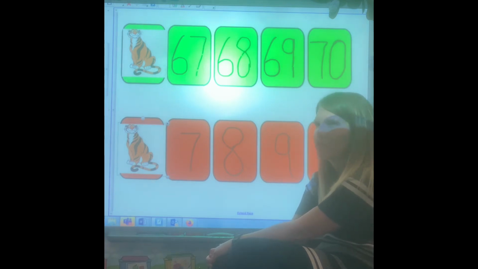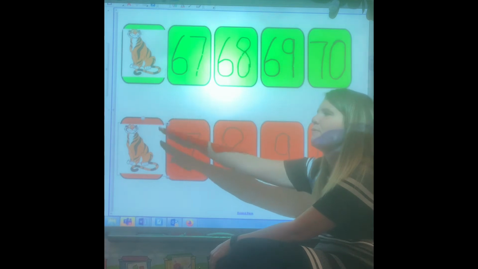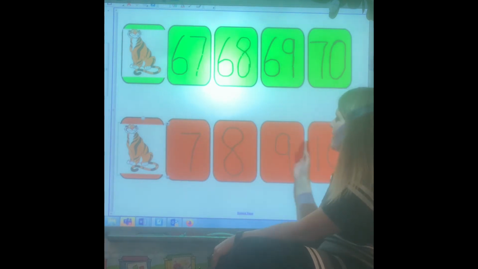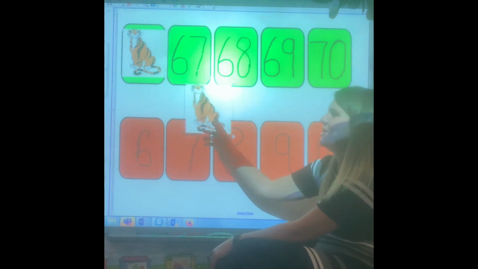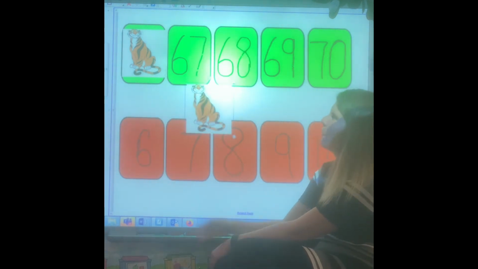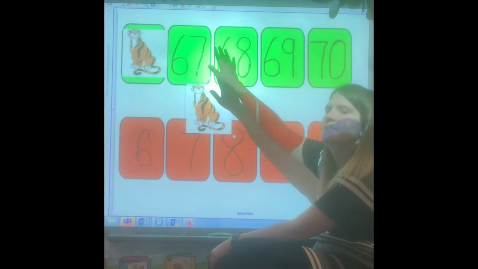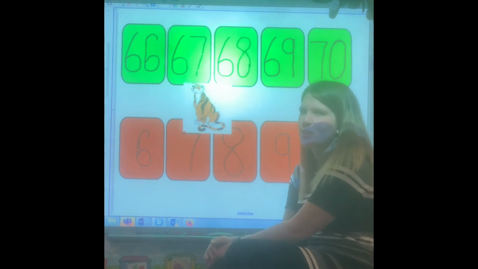Tricky when it's the first one. You might need to count backwards and think about the number that comes before. So what comes before 7? 10, 9, 8, 7 should be 6. Or the bigger numbers this time, 70, 69, 68, 67, 66. That was quite a tricky one.